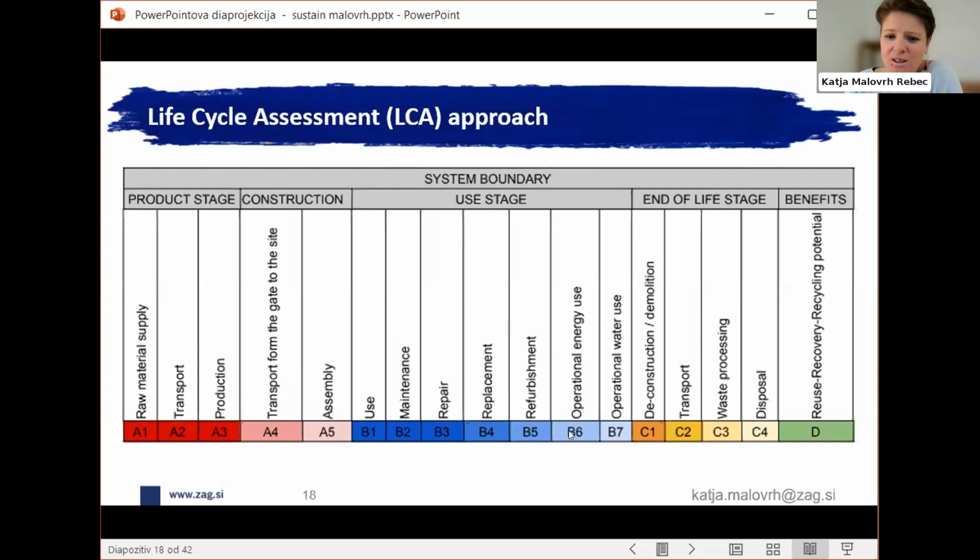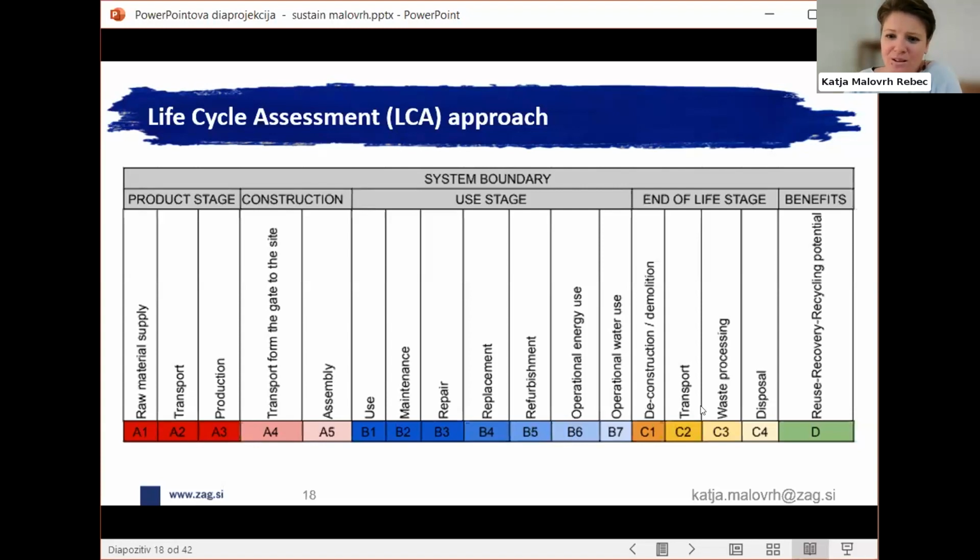And then for the use stage, here we are talking about all the environmental footprints that will be made during the use phase, during maintenance, repair, replacements, refurbishment, and also very relevant and what most people talk about, operational energy use and also operational water use. Those are all the things that we are trying to account for in the use stage.